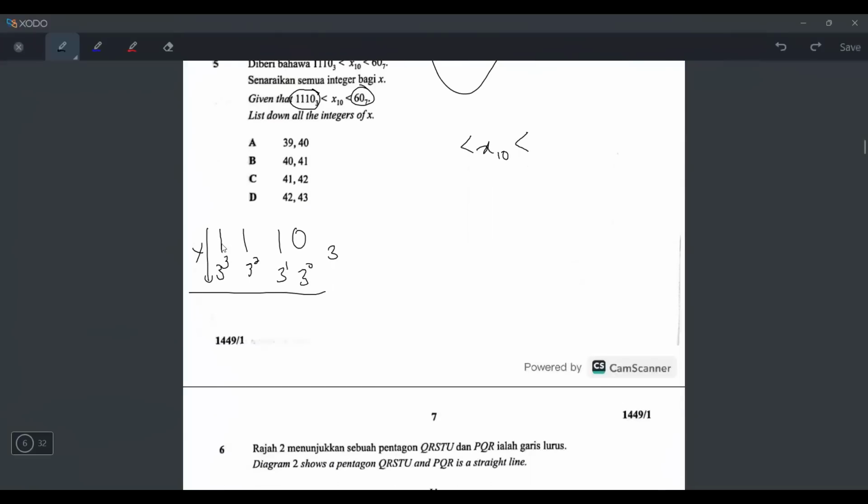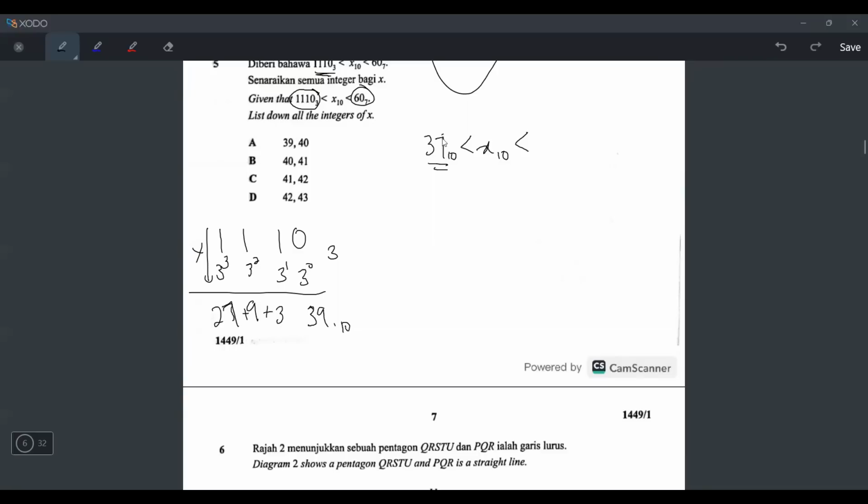Okay, let's times them together. 1 times 3 power 3, 27. Press 1 times 3 power 2, 9. Press 1 times 3, 3. 0 times 1, 0. So plus them all together, you will get 37. And this 37 is not the answer, of course. It's just the value in base 10. So the 1110 base 3 in base 10 is actually 37. Did I do it correctly? 9. No, it's not 37. 27 plus 12. Okay, sorry, it's 39. If you press this, you will get 39.